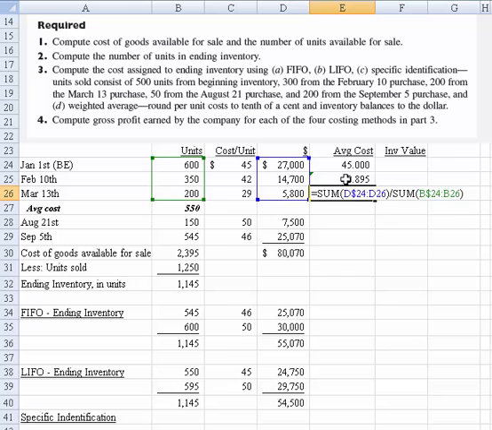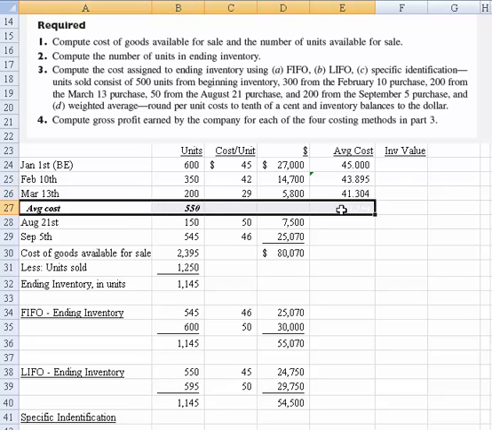Okay, now on March 13th, look at how we do the average. Now we need to average the total cost for three different layers, right? The beginning, the February 10th, and the March 13th, and then divide it by the total number of units, the 600, the 350, and the last one at 200. So we've got average cost down to 41.304.